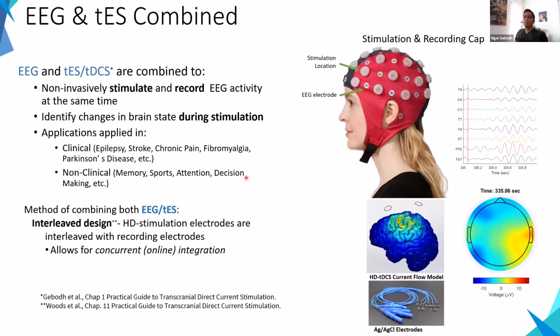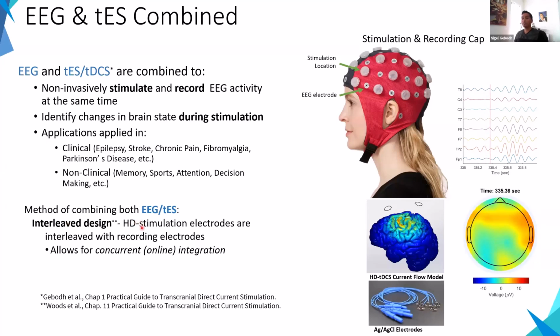So as we all may know, EEG and TDCS can be combined, and they can be combined to non-invasively stimulate and record EEG activity at the same time. And they can be combined to identify changes in brain state during stimulation. So you can stimulate the brain and look at what's going on in the brain at the same time. And the combination of EEG and TDCS has been applied in both clinical and non-clinical applications like epilepsy, stroke, memory, sports, attention, etc.